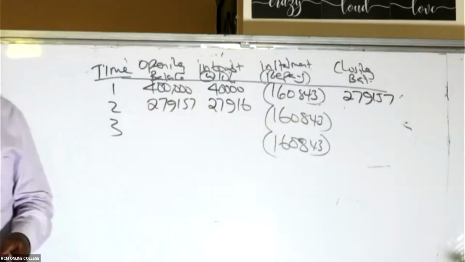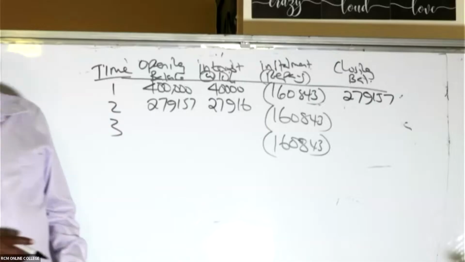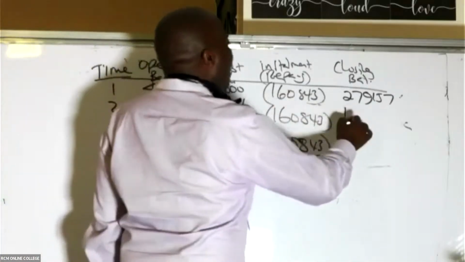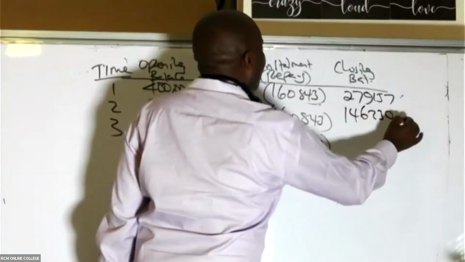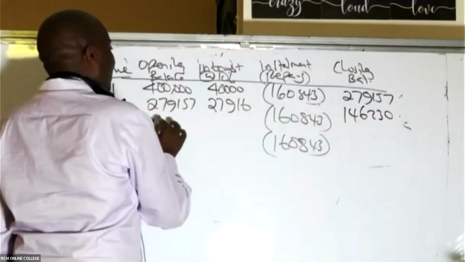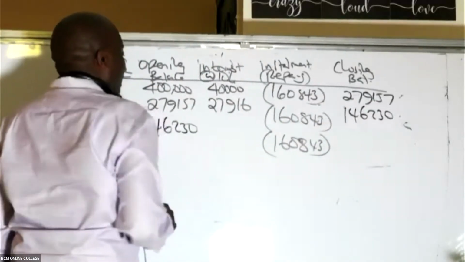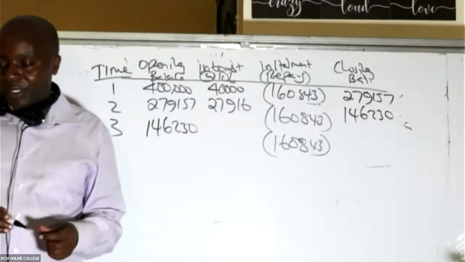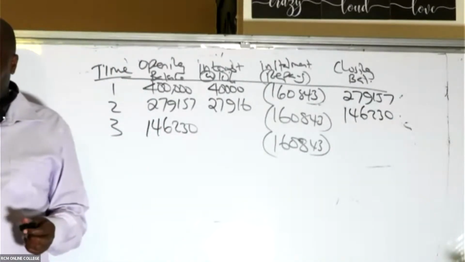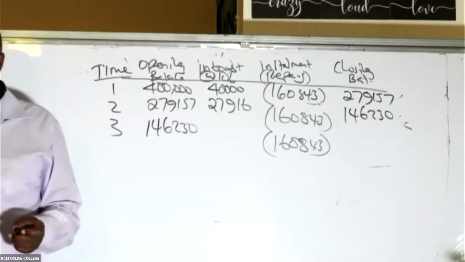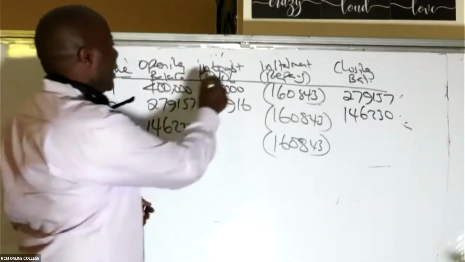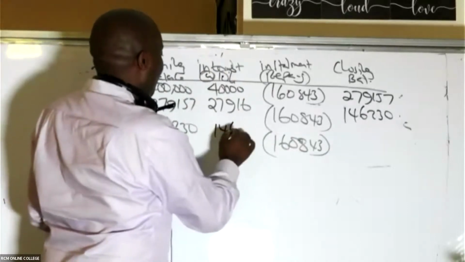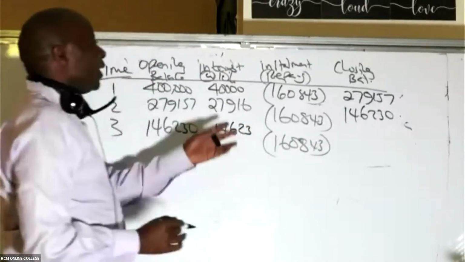We are taking this plus this minus that. What figure are we getting here? Somebody 146, 230. Unakuja hapo unasema 146, 230. Let this figure earn interest. It's a 10%, remember. 14,623. How do we get the closing balance?